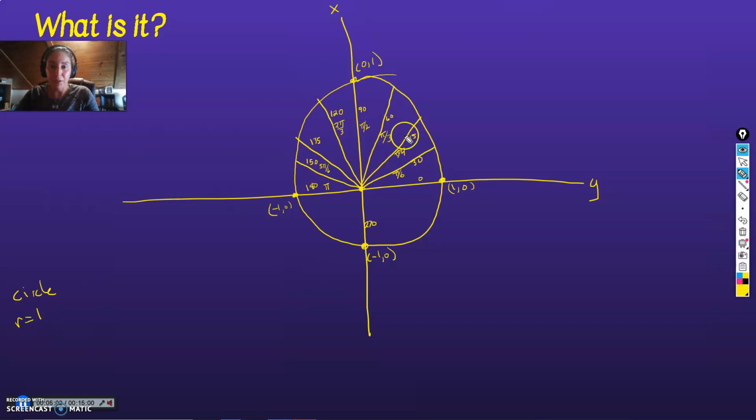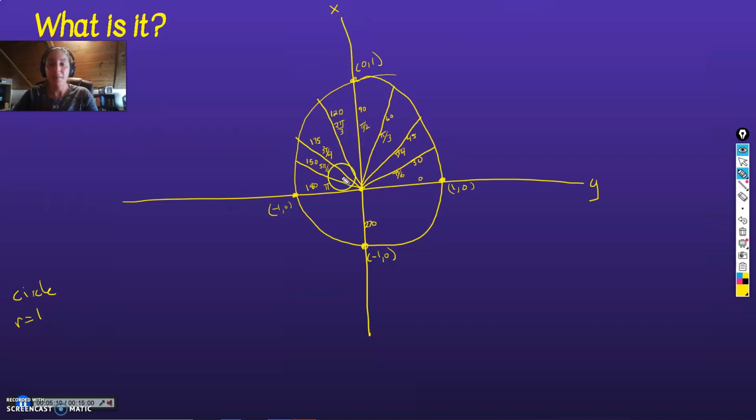135 was a reflection of pi over 4, so that's 1 pi over 4, 2 pi over 4, and now this is 3 pi over 4. So all I'm doing is counting, and then this would be 4 pi over 4, also known as pi. So the unit circle is split up into slices of sixths and slices of fourths.